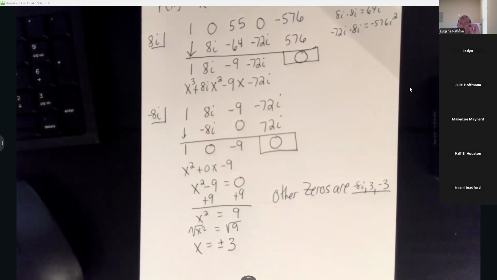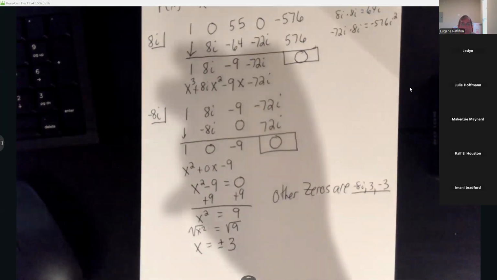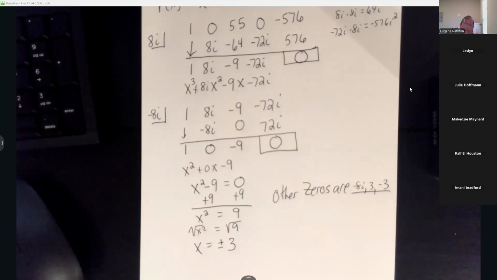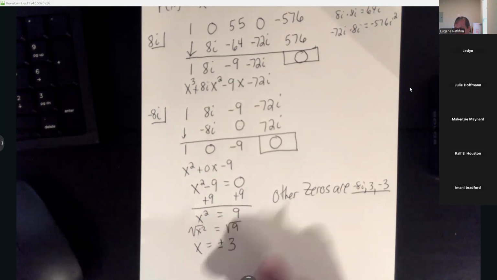All right, y'all. So that's why we hit y'all with that conjugate pair stuff. The i's always come in pairs and the radicals, okay? All right, y'all. So the very last problem, we're going to do a little bit different on it, okay?